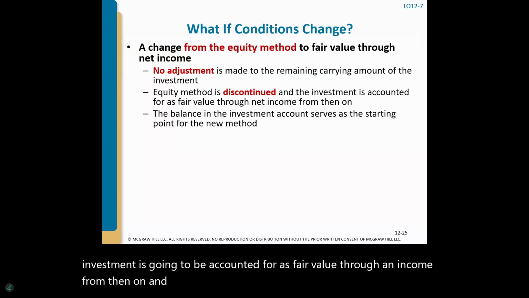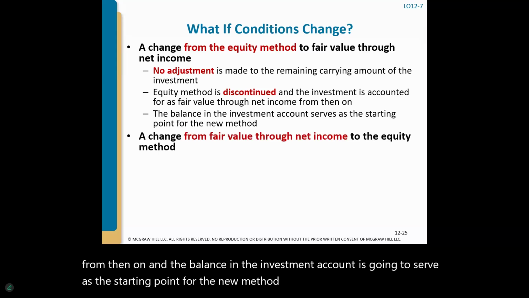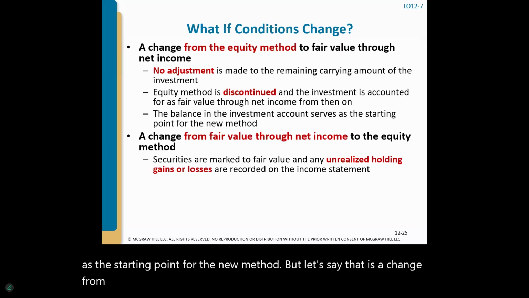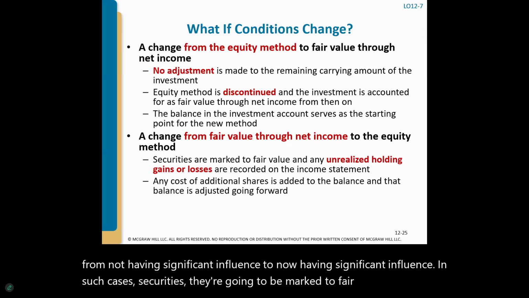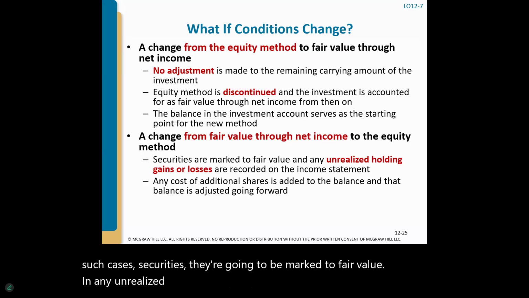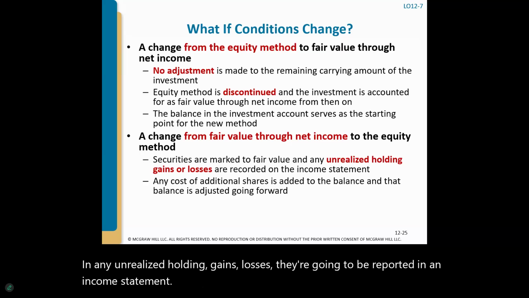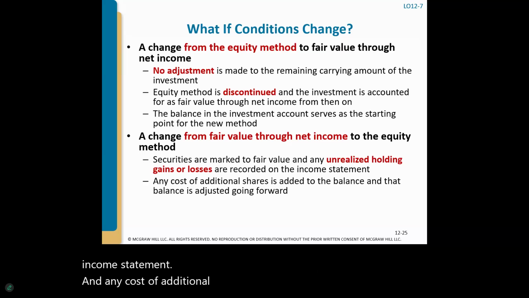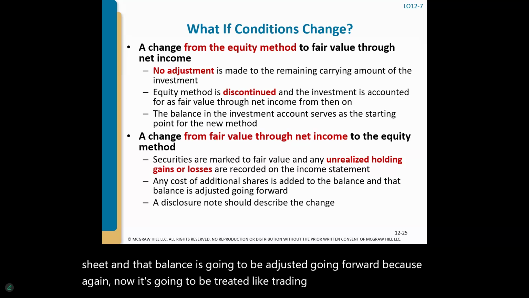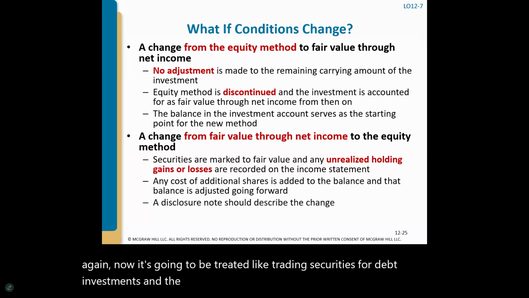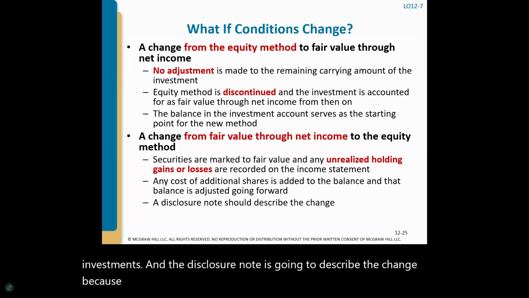And the balance in the investment account is going to serve as the starting point for the new method. But let's say it is a change from not having significant influence to now having significant influence. In such cases, securities are going to be marked to fair value, and any unrealized holding gains or losses are going to be recorded in the income statement. Any cost of additional shares is going to be added to the balance sheet, and that balance is going to be adjusted going forward because now it's going to be treated like trading securities for debt investments.